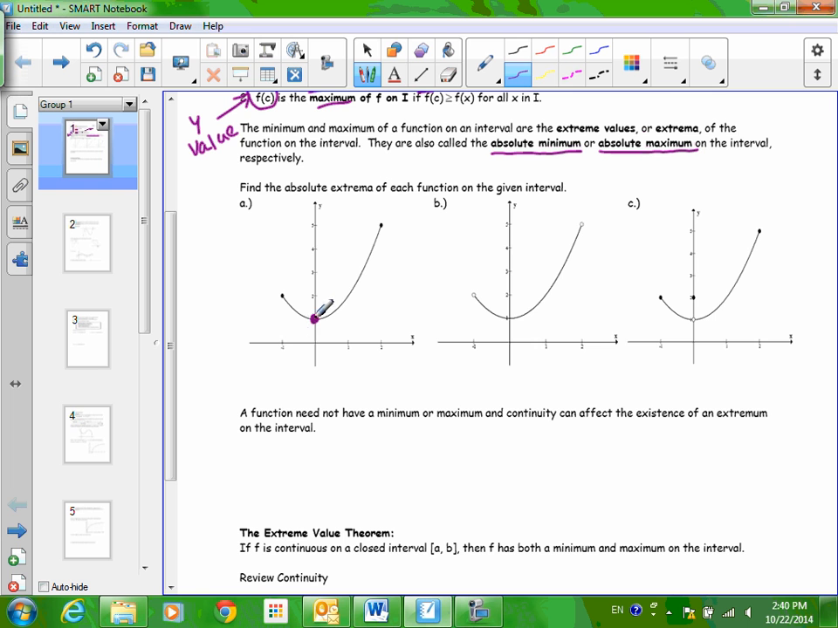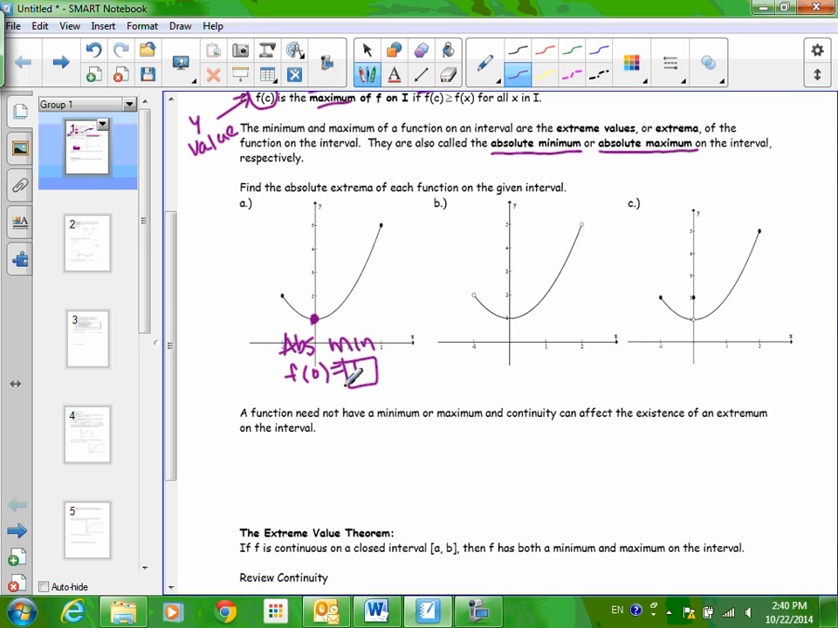Well, right down here would be the absolute minimum. Now remember I said I'm really concerned about the y value. So you could give the coordinates 0, 1, but it's much better to write it as f of 0 equals 1. All right, because f of 0 is like that f of c, and 1 is the minimum y value. It is the smallest y value of all the y values.